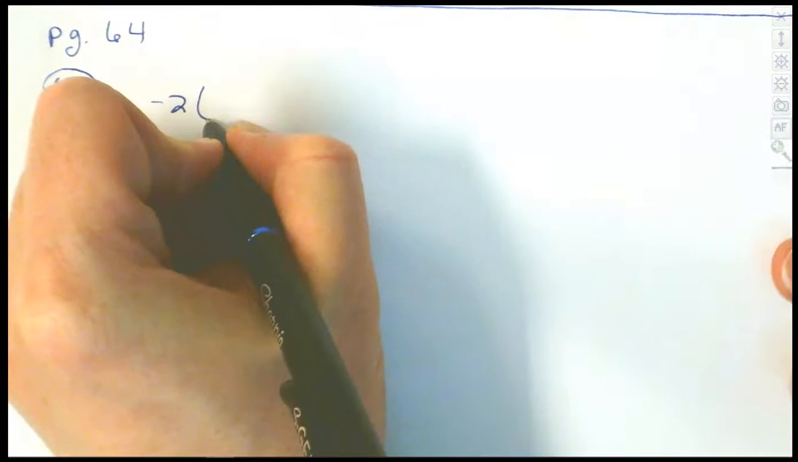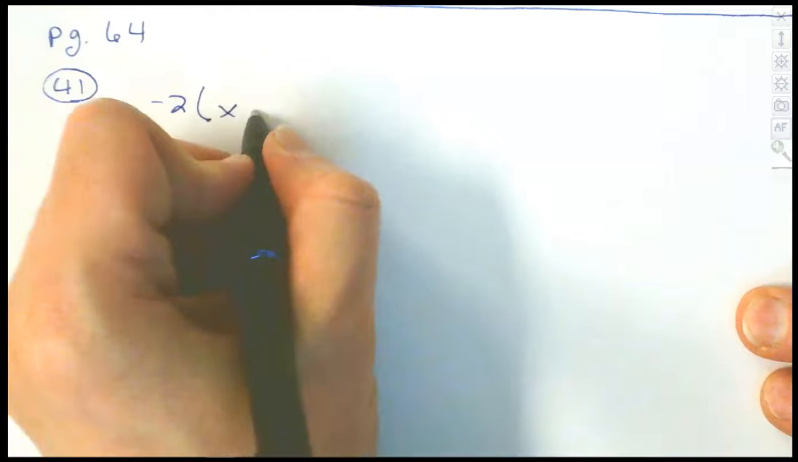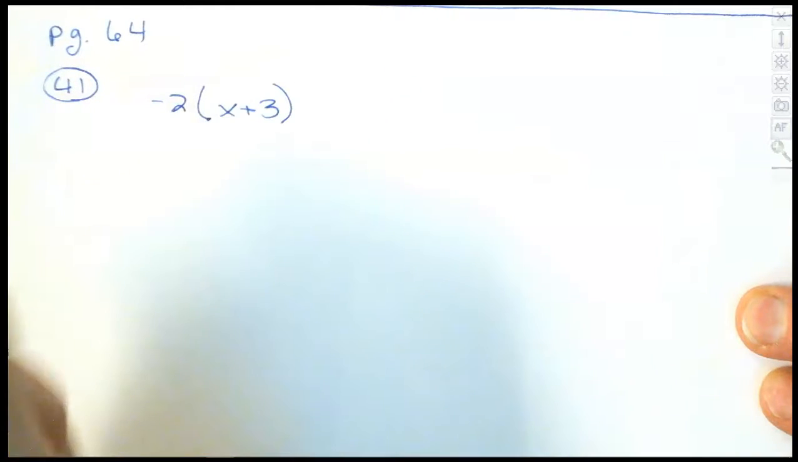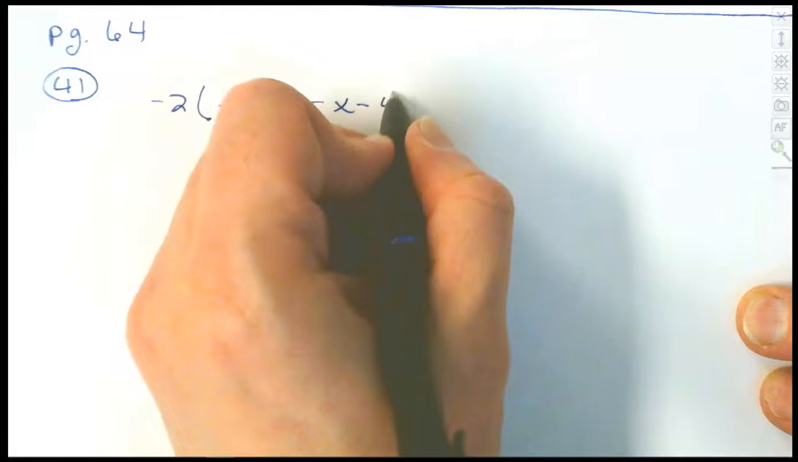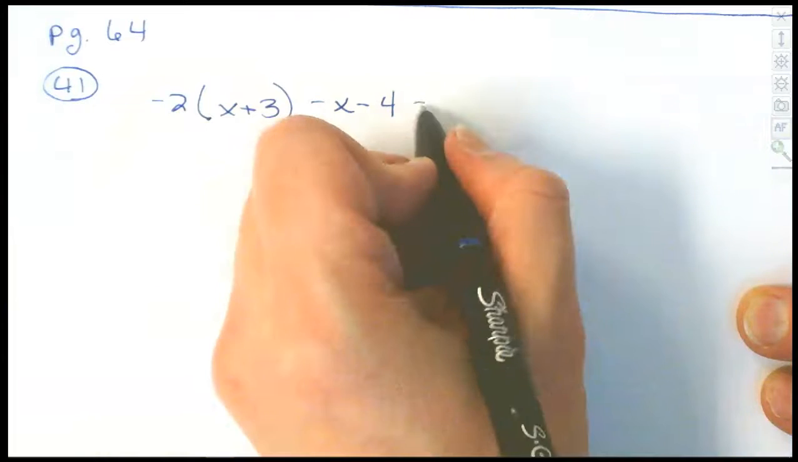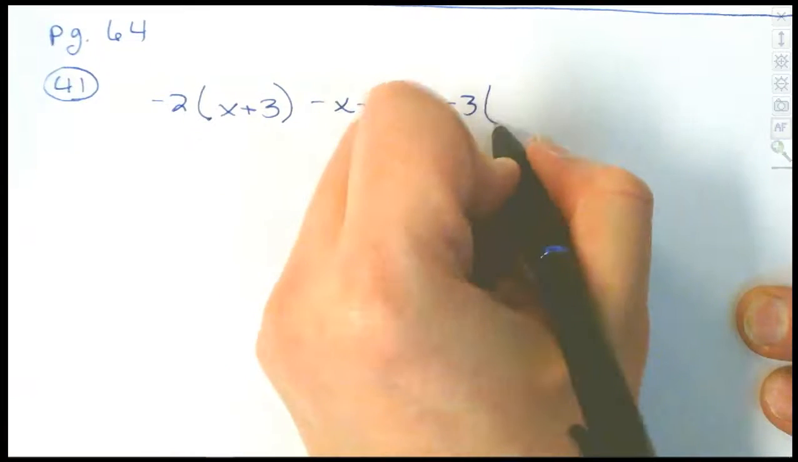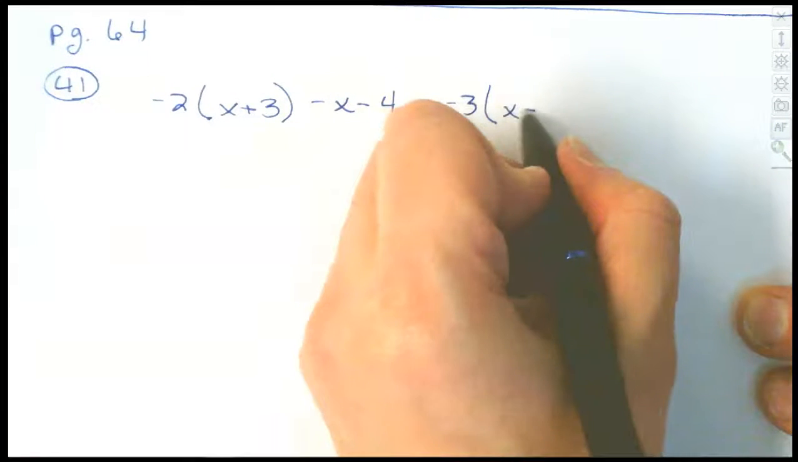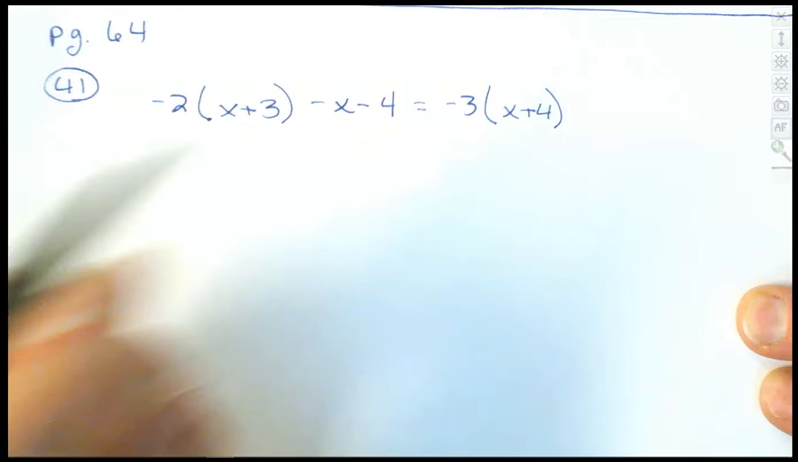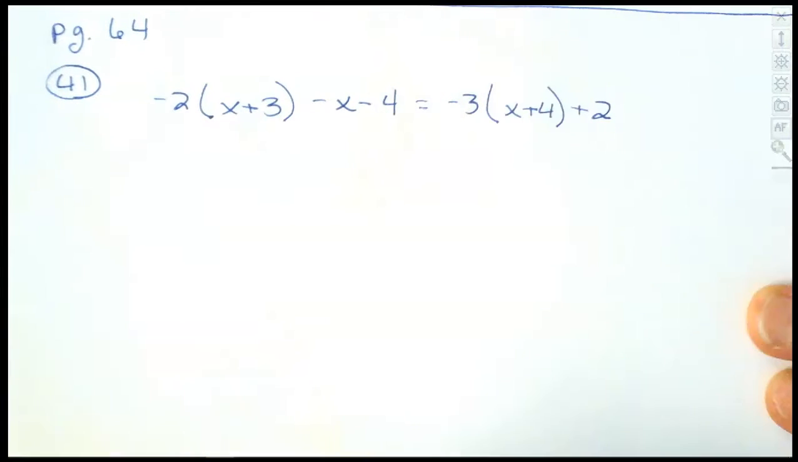So we've got minus 2 times x plus 3. This one doesn't have fractions, but I believe this one is going to be an identity. Equals minus 3 times x plus 4 plus 2. Okay, so here's another one. This one again doesn't have fractions, but this one is going to come out to be an identity. And let's see why this one comes out to be an identity. Well, what do we do first?